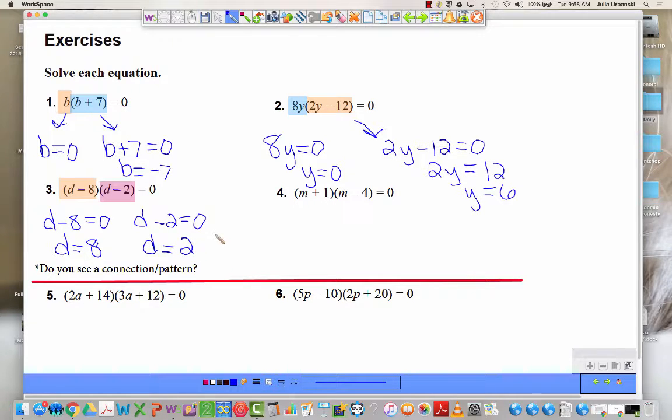You add 2 to both sides. For this one, you have your m plus 1. M plus 1 has to be 0, and you have your m minus 4. M minus 4 has to be 0. If you set that up, what would the two answers become? But it goes across the equal sign, so it becomes negative 1. Subtract 1 from both sides, and on this one it would become?